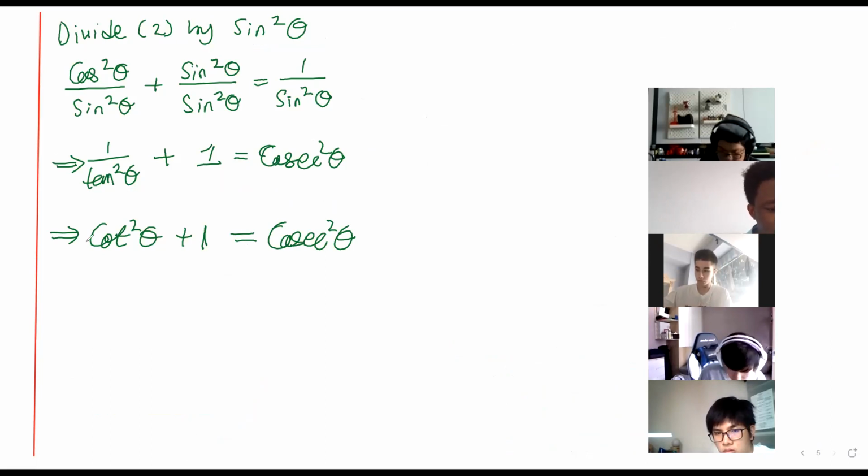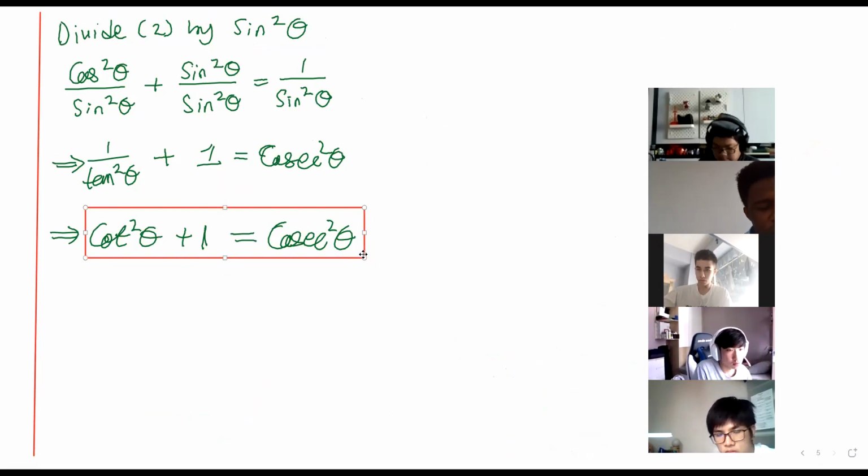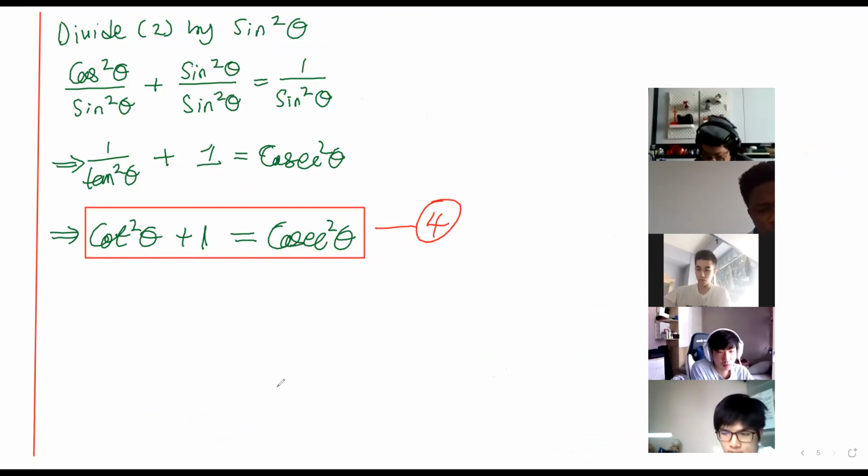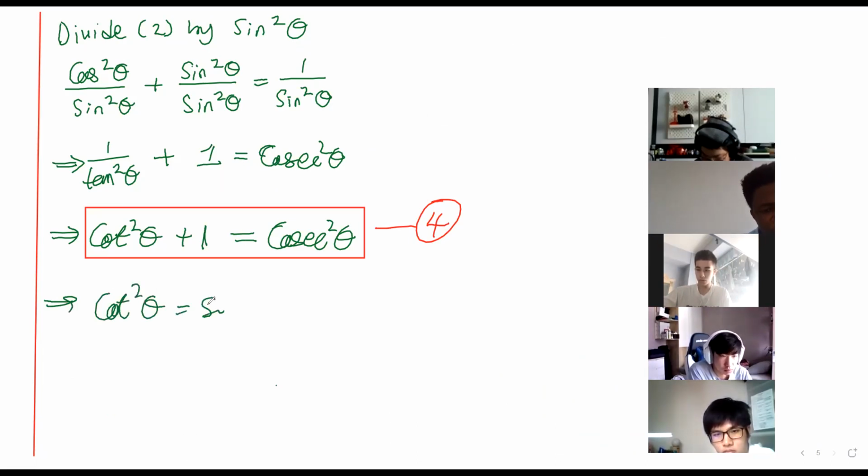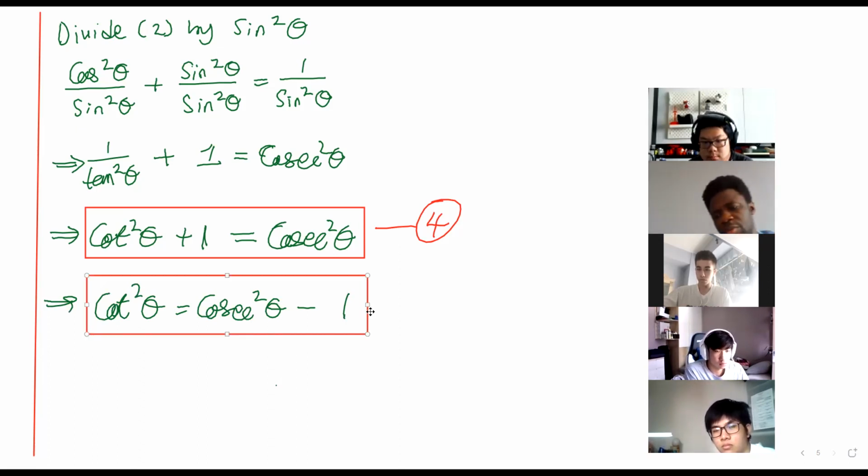Okay, now, so quickly, I label this as 4. And these are all the Pythagorean identities that you need to know for HL course. And of course, for this one, we can say cot squared theta is cosec squared theta minus one. This is an implication, a consequence of number four. It's still part of number four.